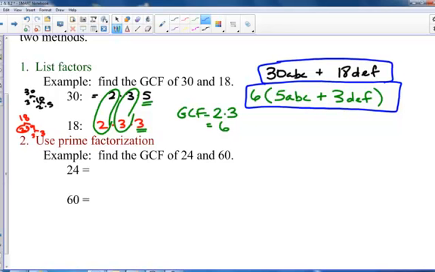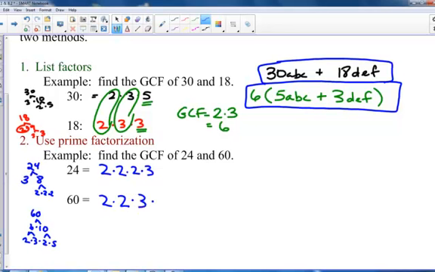So let's look at 24 and 60. So 24, we just did the prime factorization of that. We could do 2, 3, and 8. And 8 I know is 2 times 2 times 2. And 60, we did 6 and 10. So we did 2 and 3 and 2 and 5. I'm going to put this in numerical order just so it's easier for me to circle the common things.